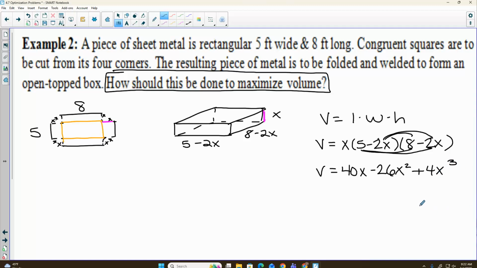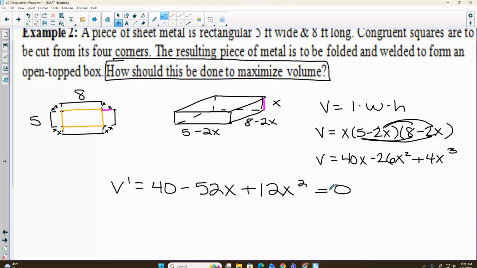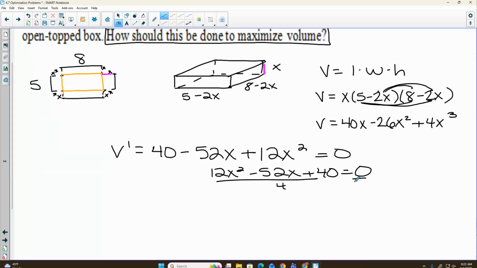If I want the maximum or minimum, what do we do? Derivative. What's that derivative give me? 40 minus 52x plus 12x squared. Good. And what do I want to set this equal to? Okay. You can flip it around. But I do think we can reduce. What can all of this be divided by? 4. So we divide by 4 on both sides.